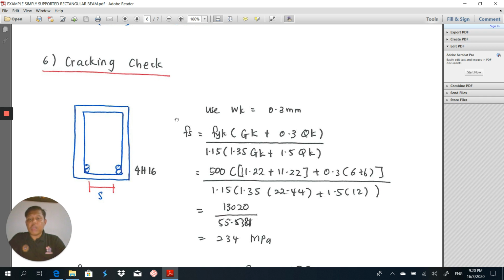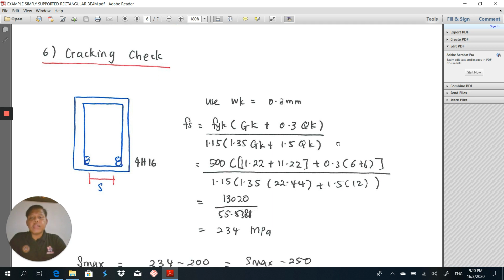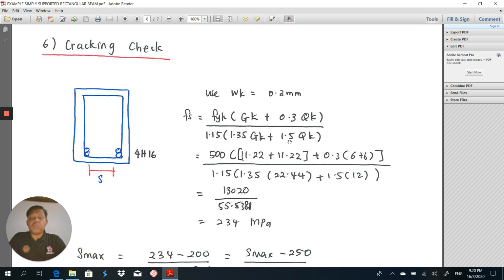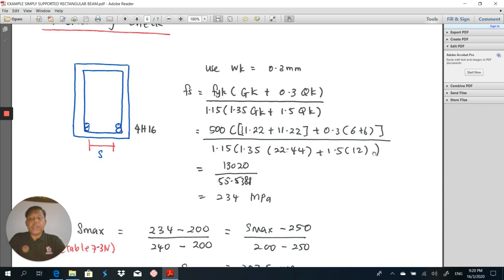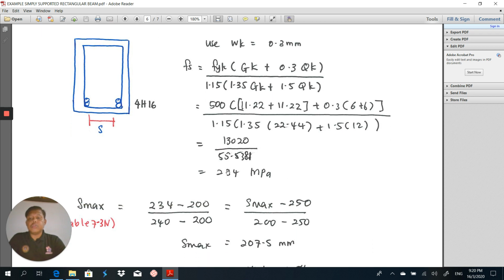The first step is to calculate the steel stress. In my formula here, the steel stress formula is FYK times (GK plus 0.3 QK) over 1.15 times (1.35 GK plus 1.5 QK). Here, for the total GK, you have to total up the secondary beam and also the primary beam. Same goes for QK. Then you get the answer here. The steel stress is 234.